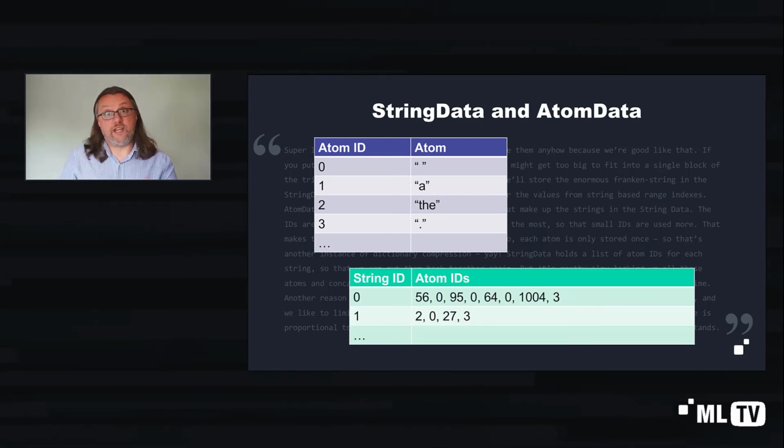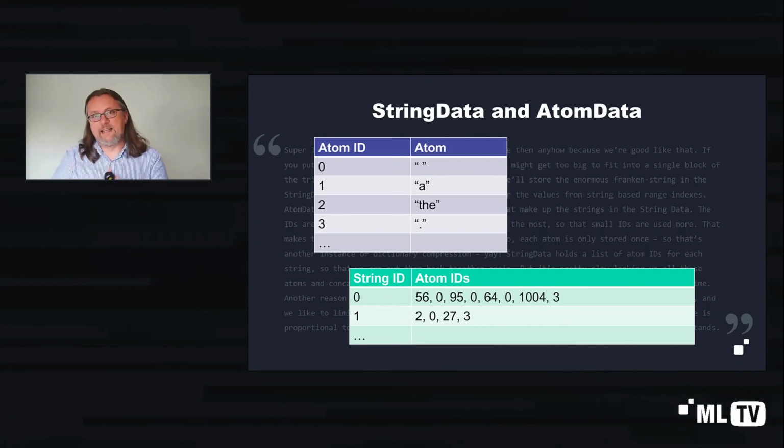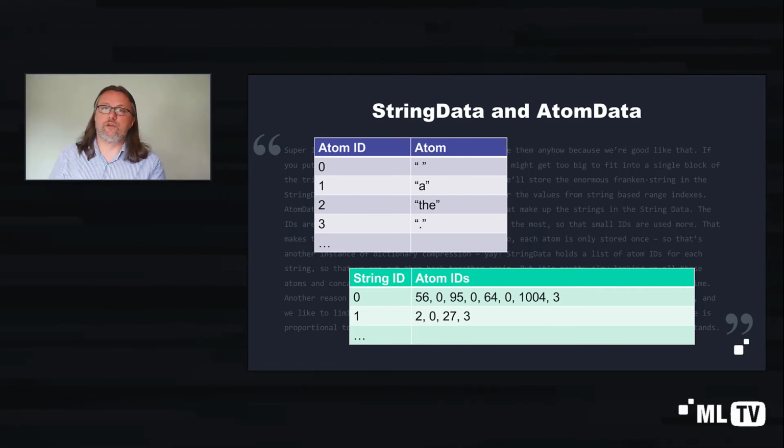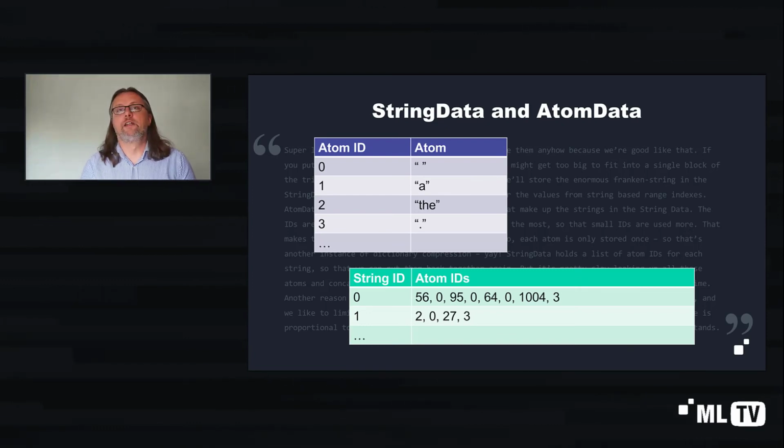And then we have the string data, and that's a list of atom IDs that need to be concatenated together to recreate that original string. So obviously doing that takes time. Larger strings can be stored and compressed well, actually, because each atom is only stored once, but they take some time to put back together, and so it takes a while to retrieve those from the triple index.